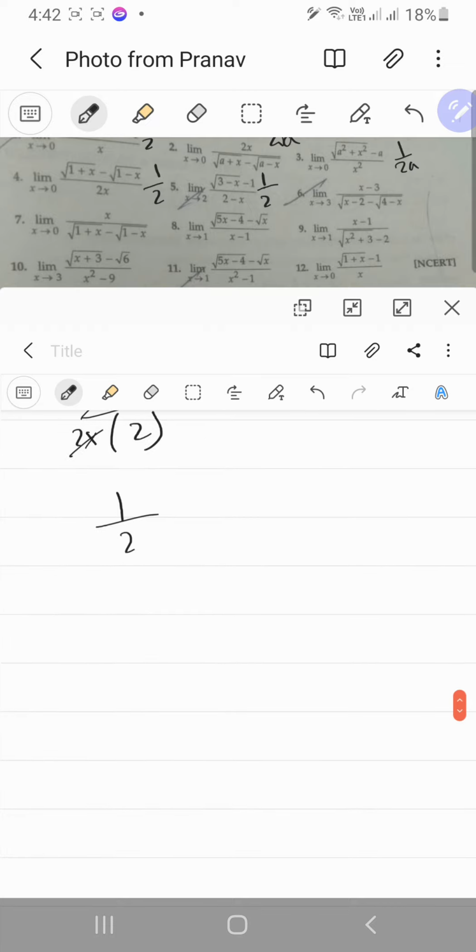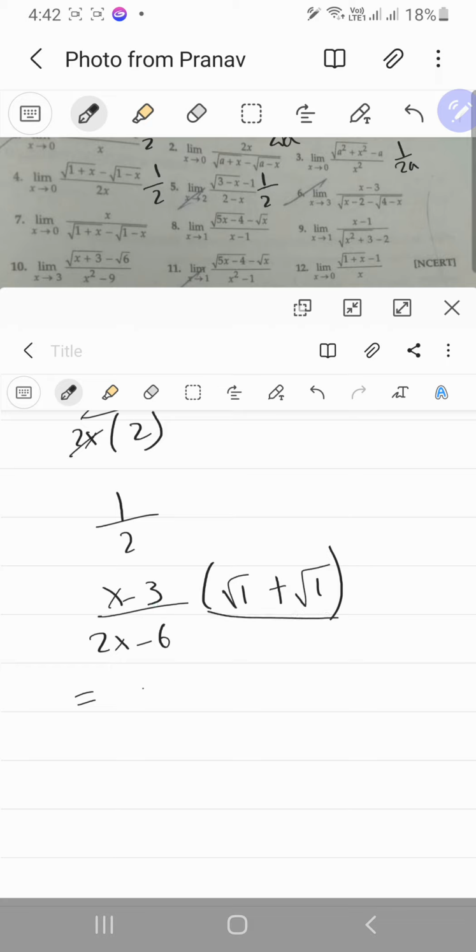Okay, it is 1 by 2, but doesn't it feel weird for some reason? Okay, next question, x approaches 3, x minus 3 upon this thing. Okay, fine, rationalize. This should be x minus 3 upon 2x minus 6, and then when you put x equal to 3 into this thing, you just get square root of 1 plus square root of 1. Okay, fine. So this is just 2, so 2x minus 6 upon 2x minus 6. Yes, it's 1, so that should be the answer, 1.